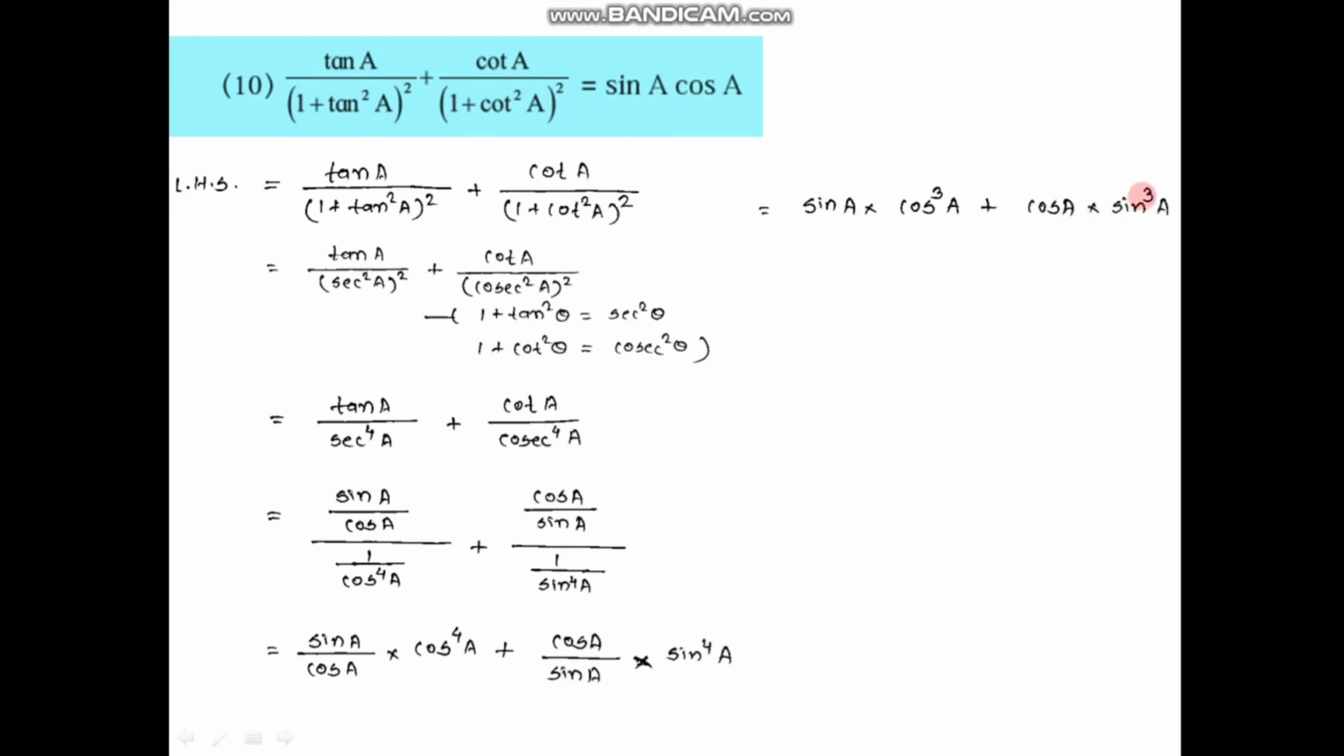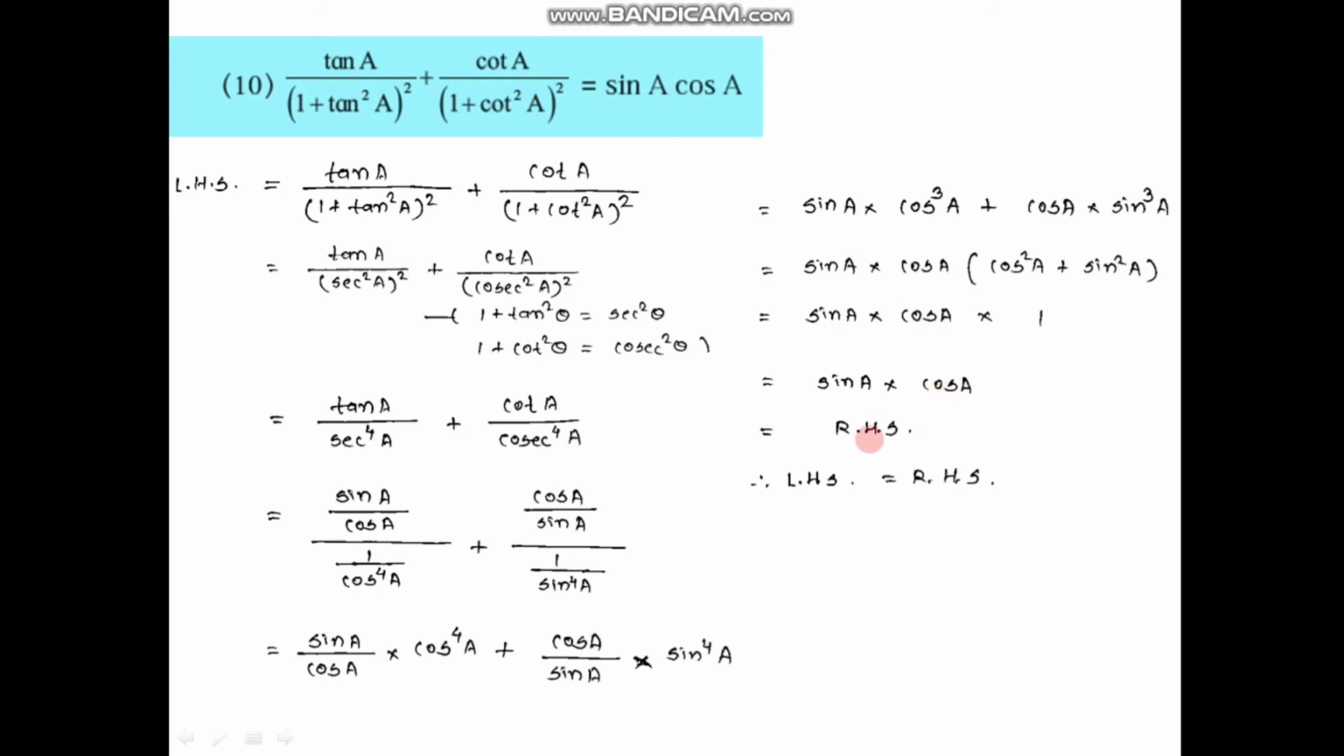Now we have got these two terms from which we can take sin a into cos a common. So in bracket we have cos square a plus sin square a. And we know the trigonometric identity that sin square theta plus cos square theta is equal to 1. So instead of this we can write 1 into sin a into cos a. So sin a into cos a into 1, we get sin a into cos a, which is the right hand side of the given equation. So here also we have proved left hand side is equal to right hand side.